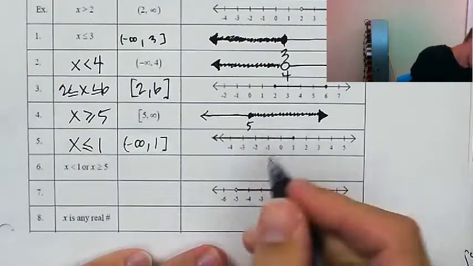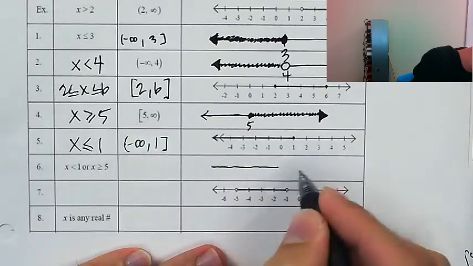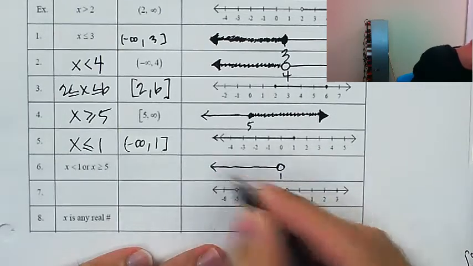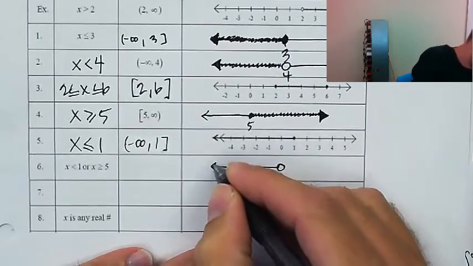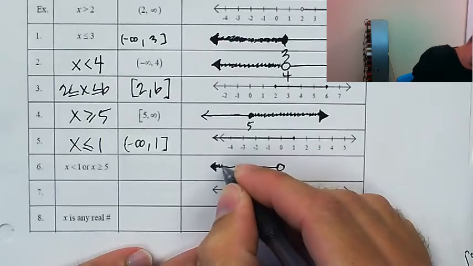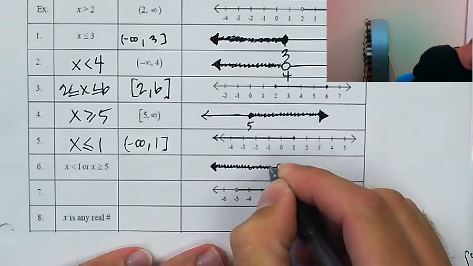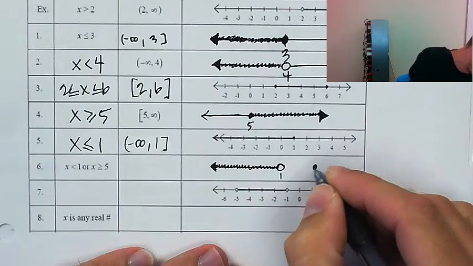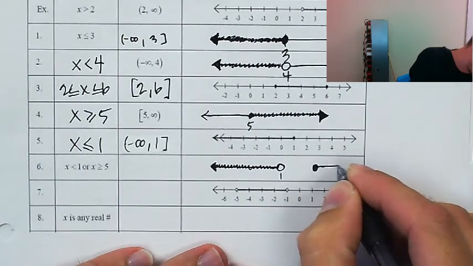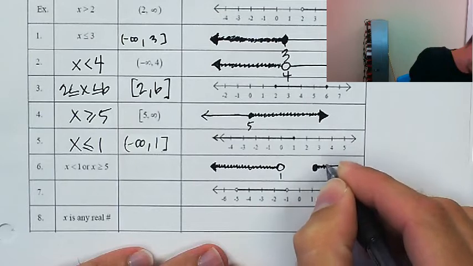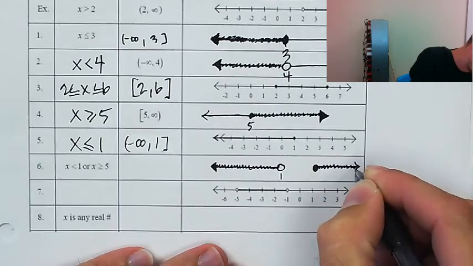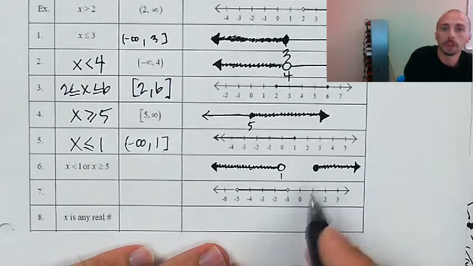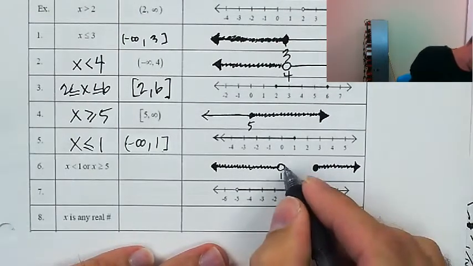When we say or, x is less than 1, so I'll draw an open circle there, and I'll draw all of these points. Or x is greater than or equal to 5. Maybe 5 is here, and this is going to be the set of all points that's greater than or equal to 5 out here. When we say or, we're willing to include both of these intervals.